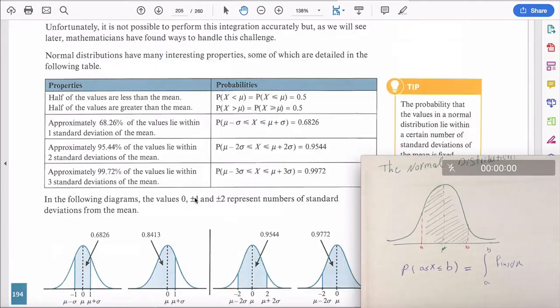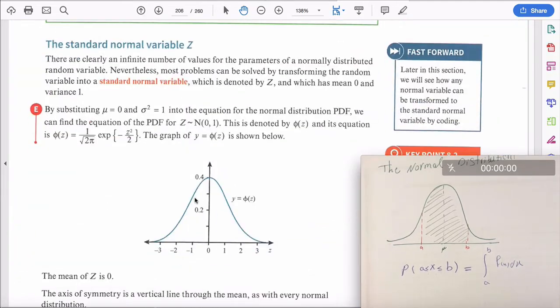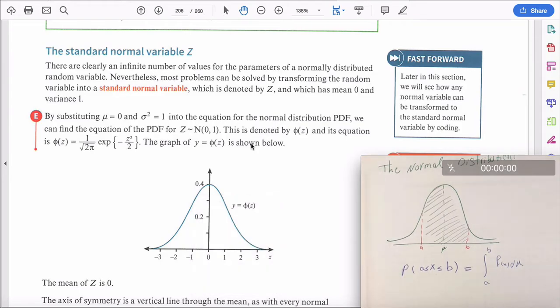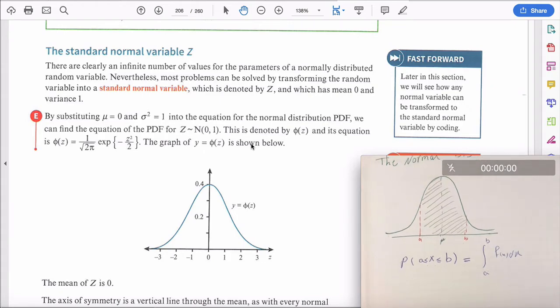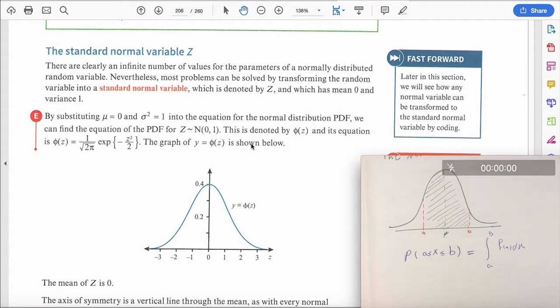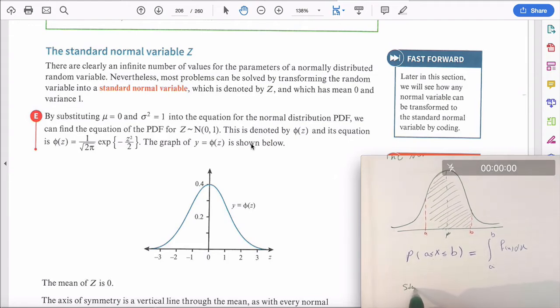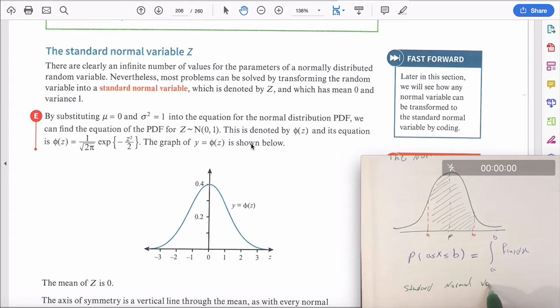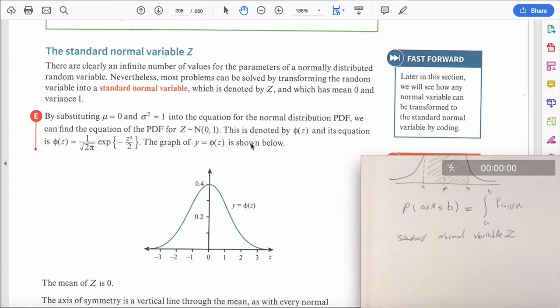Now, how to use the table to find the probability. First, we start with a standard normal variable, because the table gives you just information concerning standard normal distributions. So first, for a standard normal variable z, Z is mainly used to denote a standard normal variable.